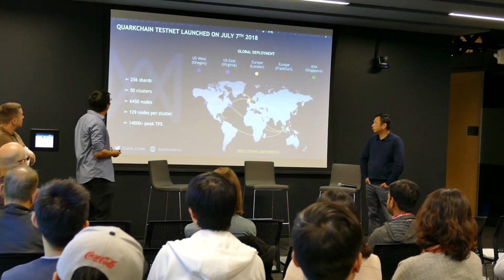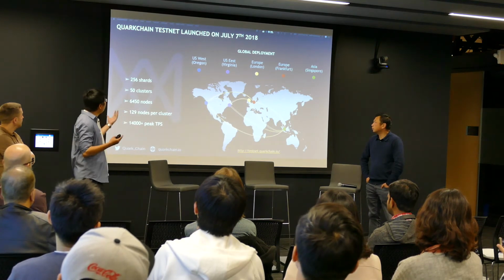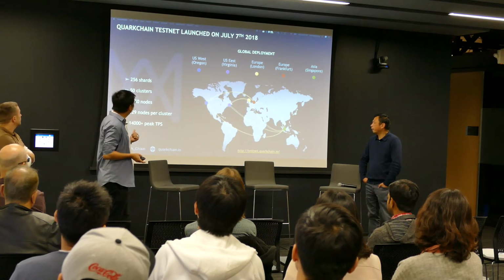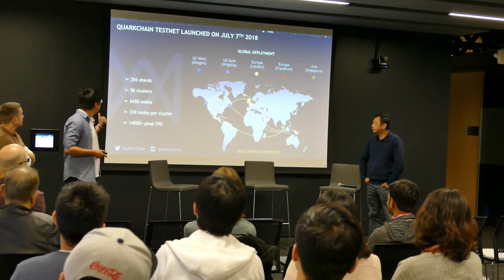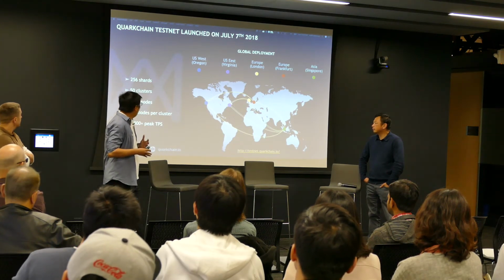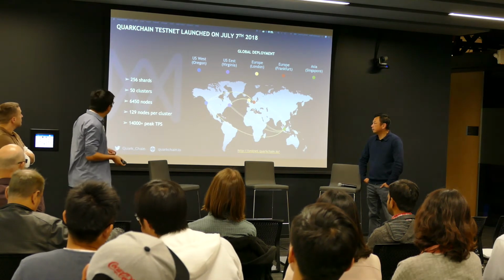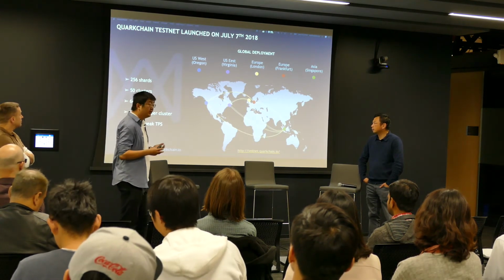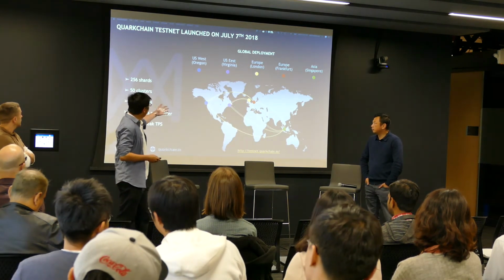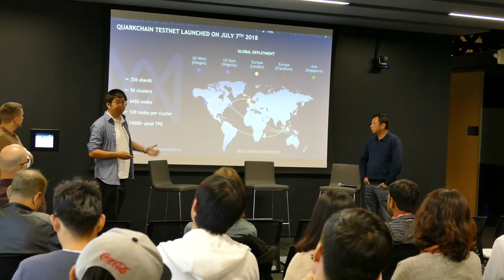And so we actually just launched our basic testnet using blockchain sharding technology on July 7th. We deployed 256 shards with 50 clusters and more than 6,000 nodes, with which we are able to achieve 14,000 transactions per second, which is roughly 10,000 times higher than Ethereum. And we deployed all these nodes around the world, including the US, Europe, and Singapore.